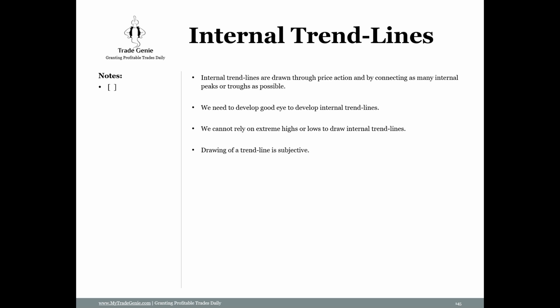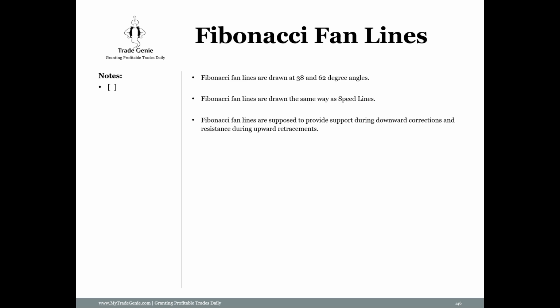If 10 traders are given a chart and asked to draw the trend line, they will draw different trend lines, different wedges. So they're all different. But for a speed line, there is less subjectivity because you're taking the starting point. So your starting point needs to be correct, and then you're dropping the line to the high and the low. So the subjectivity goes away in the speed lines.